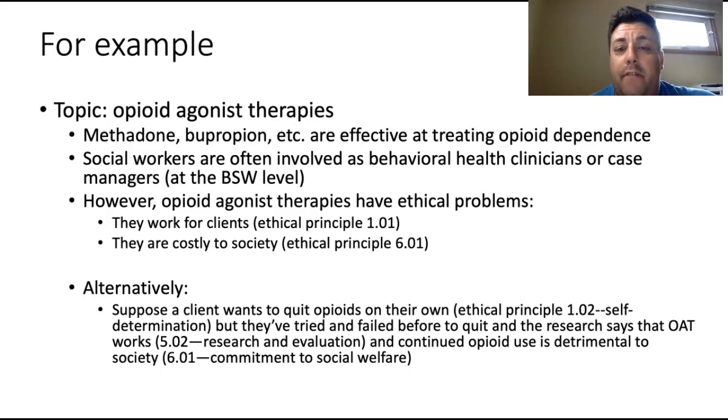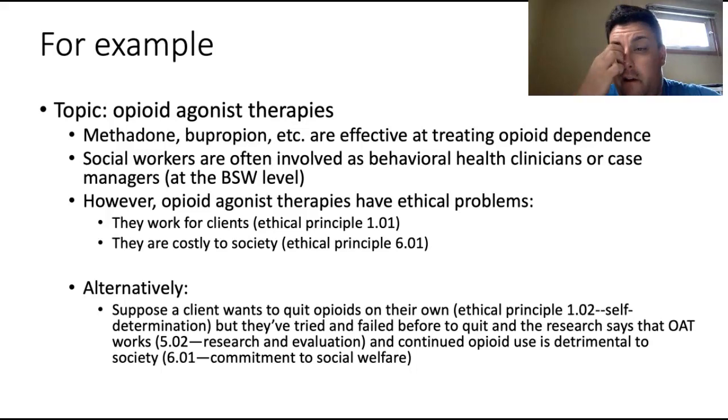So despite their effectiveness, opioid agonist therapies have some ethical dilemmas. They work for clients, and that's ethical principle 1.01 in the Code of Ethics. However, they're fairly costly to society. Despite the fact they work, they cost an awful lot of money, and they cost a lot of money for a very long time. And so the other principle that might be in conflict there is ethical principle 6.01, which is the social welfare ethical principle. So that would be an example of a topic and just two ethical principles that might be in conflict.